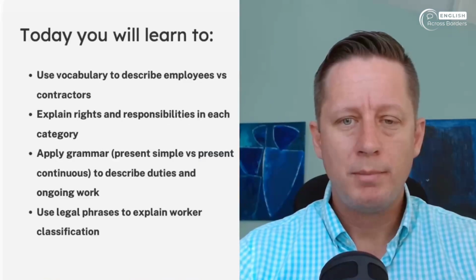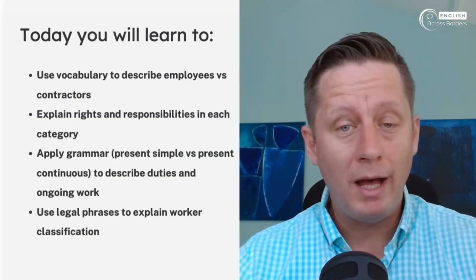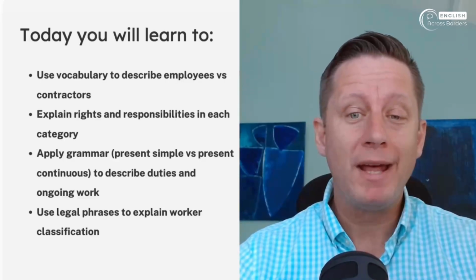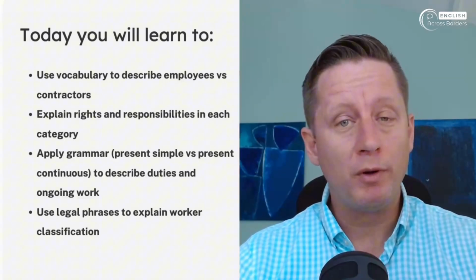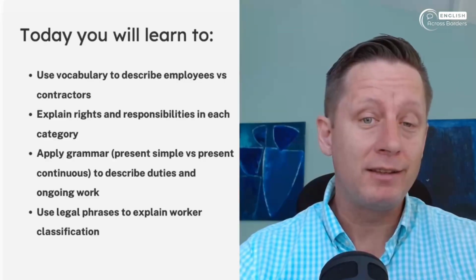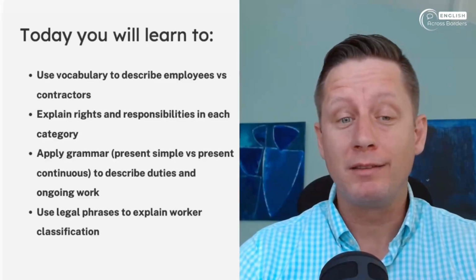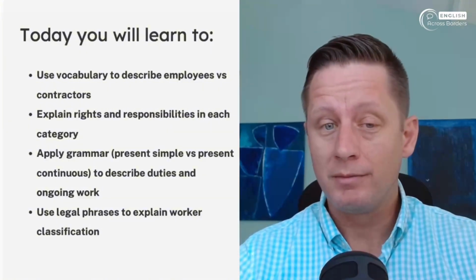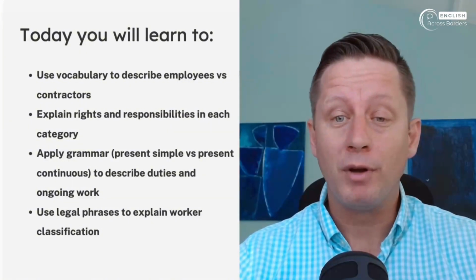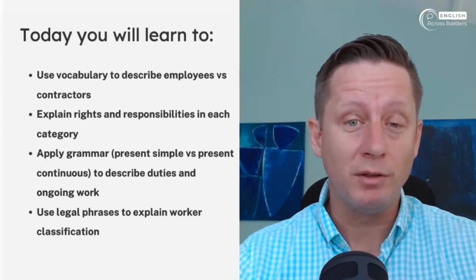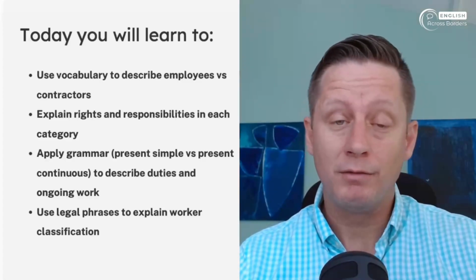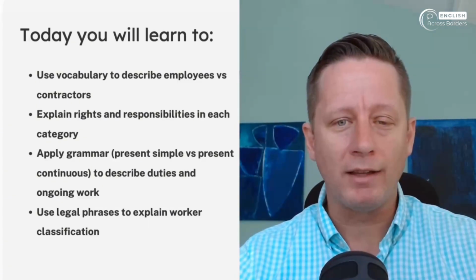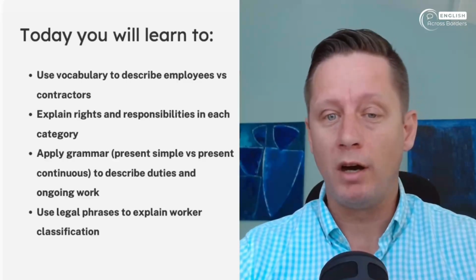By the end of today's lesson, you will use vocabulary like employee, independent contractor, payroll, benefits, tax withholding, supervision, termination, and misclassification. Explain the rights and responsibilities that differ between employees and contractors. You will also practice grammar, present simple versus the present continuous, to describe fixed duties, for example, employees work fixed hours, versus ongoing tasks. The contractor is working on a project.